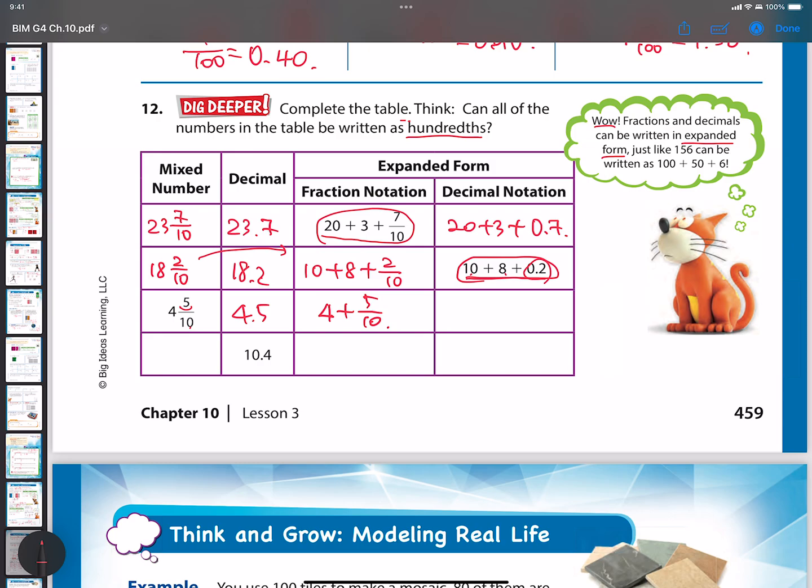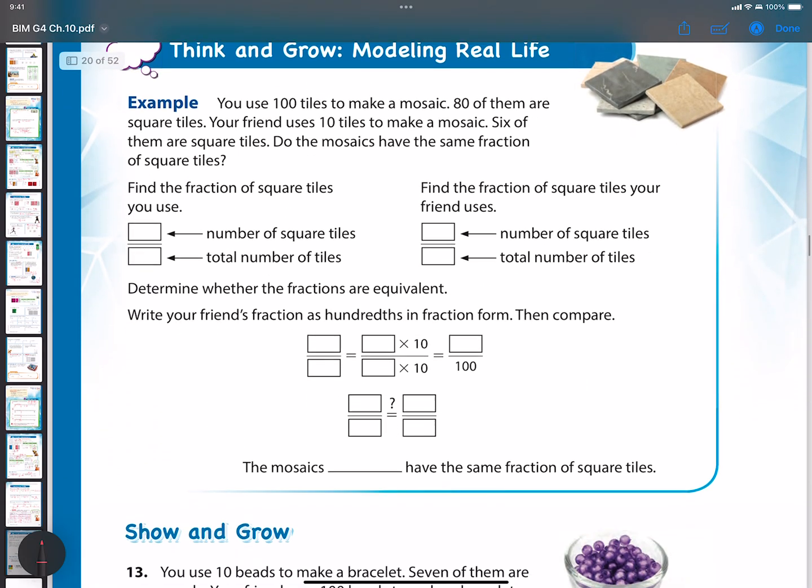Now here, decimal notation. So 4 plus 0.5, because this 5 is tenths. Now 10.4 is 10 ones plus 4 tenths. Now fraction notation is 10 plus 4 tenths. And decimal notation goes here, 10 plus 0.4. All right. We spent some time in here. All right. Last page.